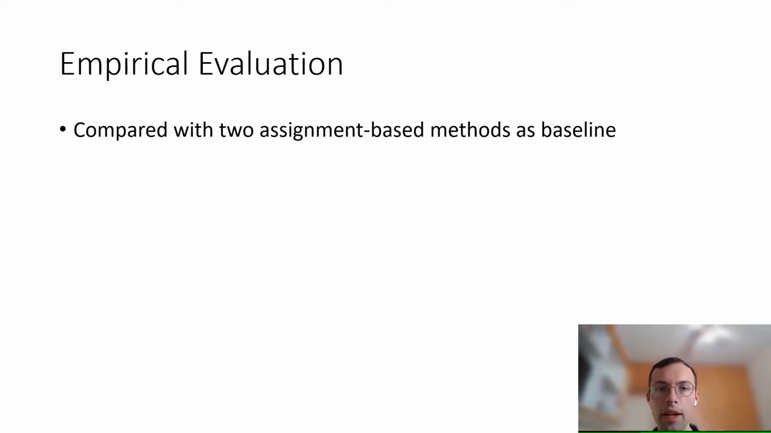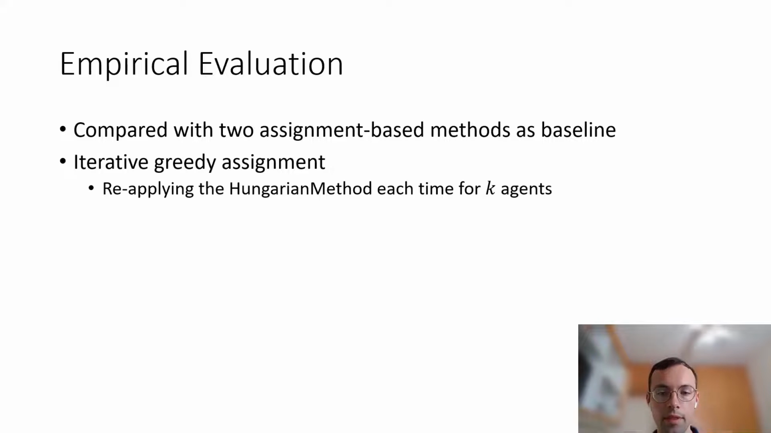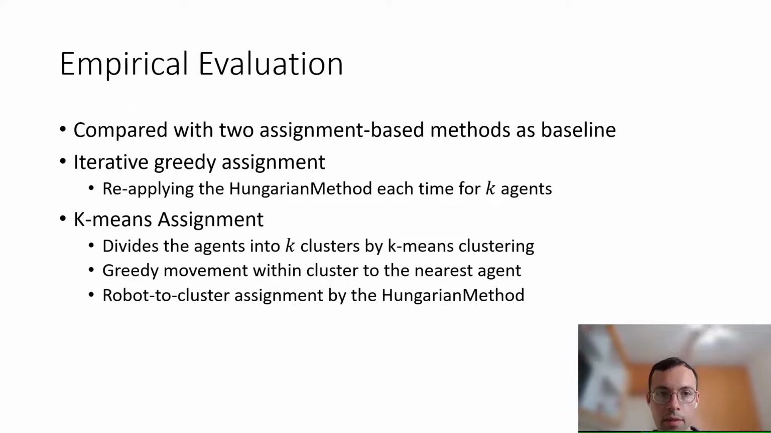We have compared the blocking line solutions together with other solutions in the literature, which we call the assignment-based baselines. The first assignment-based algorithm is iterative assignment, in which we reapply the Hungarian assignment algorithm in iterations. The second algorithm, k-means assignment, uses an additional clustering phase before applying the assignment. We present to you some highlights of the results.